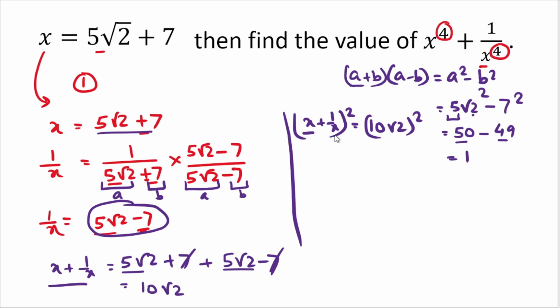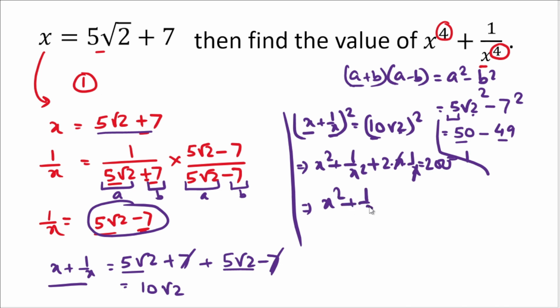Now the value of this term is of the a plus b whole square type. So we'll write x square plus 1 over x square plus 2 times ab, meaning 2 times x and 1 over x. On the right hand side we will get 10 square is 100, 100 multiplied by 2 is 200. So here x and 1 over x get cancelled. So the value of x square plus 1 over x square will be, we take this 2 to the right hand side, negative 2. So 200 minus 2 is 198.